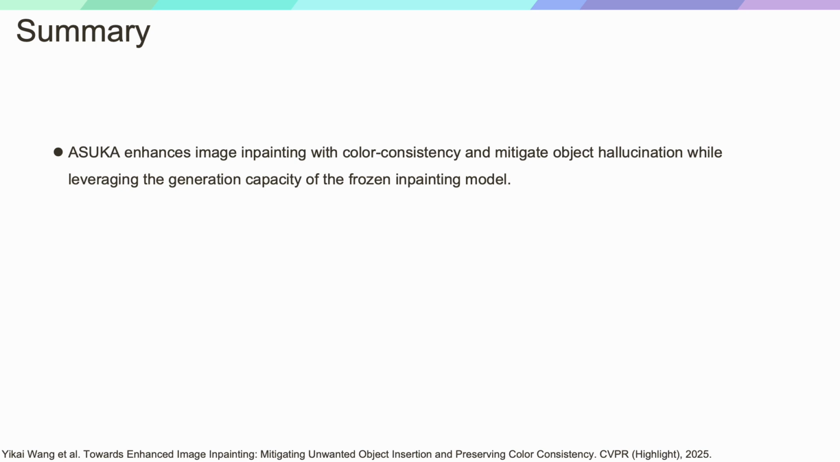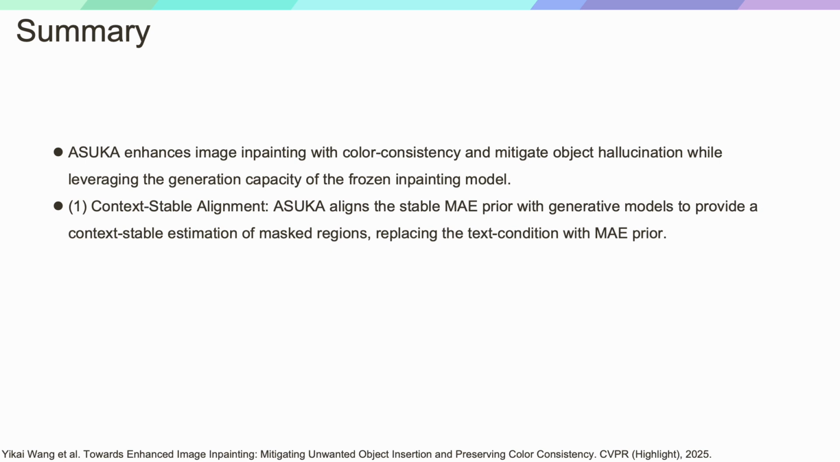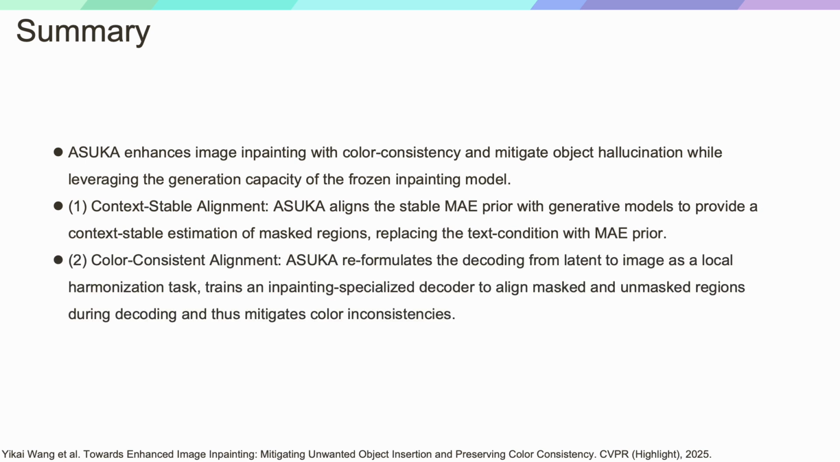In summary, ASUKA enhances image inpainting with color consistency and mitigates object hallucination, while leveraging the generation capacity of the frozen inpainting model. For context-stable alignment, ASUKA aligns the stable MAE prior with generative models to provide a context-stable estimation of masked regions, replacing the text condition with the MAE prior. For color-consistent alignment, ASUKA reformulates the decoding from latent to image as a local harmonization task, and trains an inpainting-specialized decoder to align masked and unmasked regions during decoding and thus mitigate color inconsistencies.